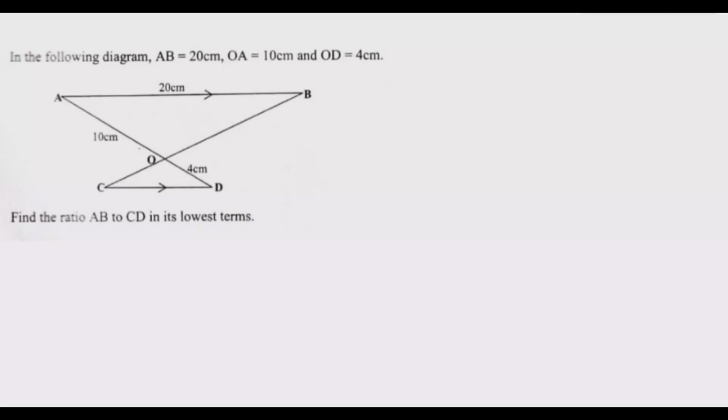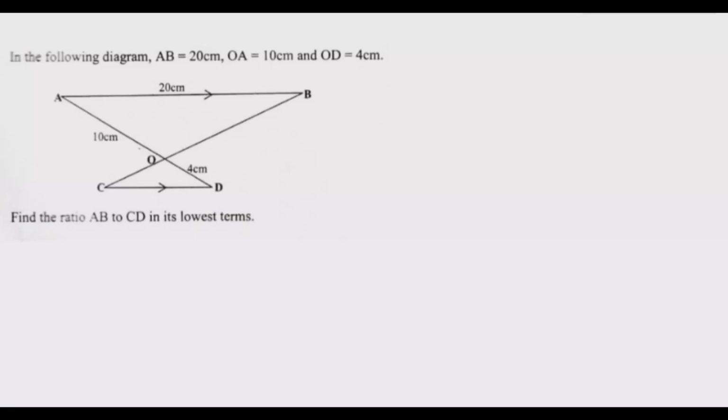Now, when we come to the actual question, we are asked to find the ratio AB to CD in its lowest term. So what we need to do is, first we need to dismantle this diagram, this shape. We can see that it is made of two triangles. One of the factors that you should understand is that one line is used to make two triangles. For instance, the line AD is used to make the side of a triangle, which is AO, and the other side OD.